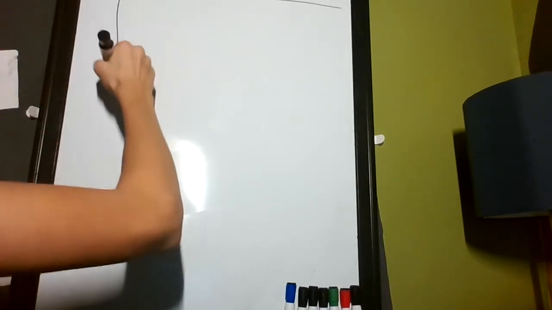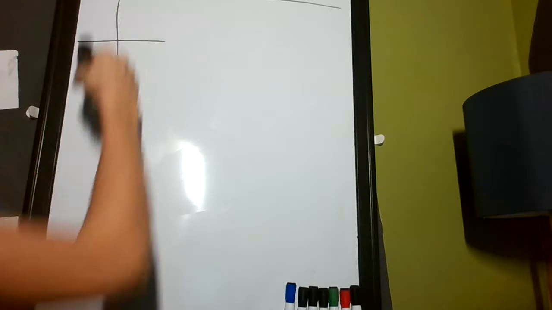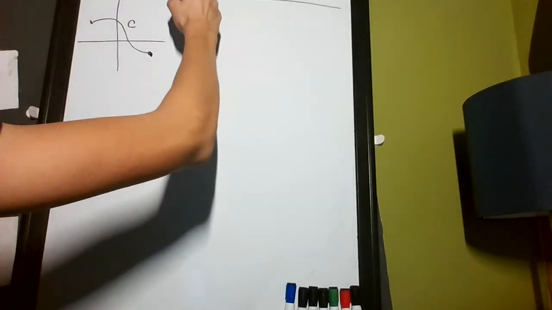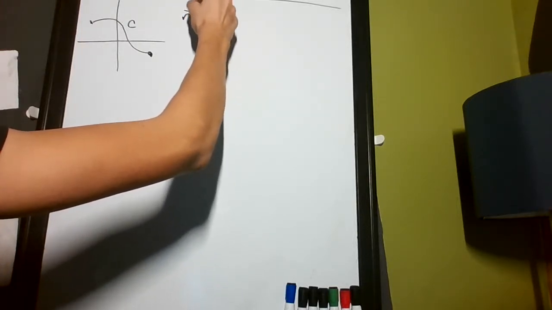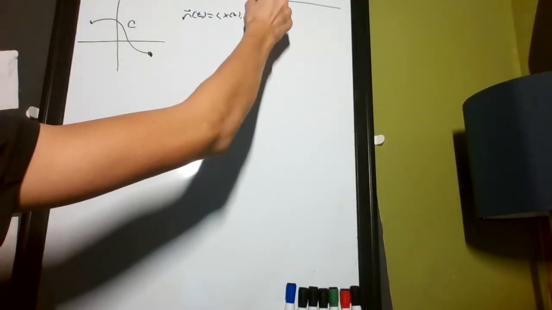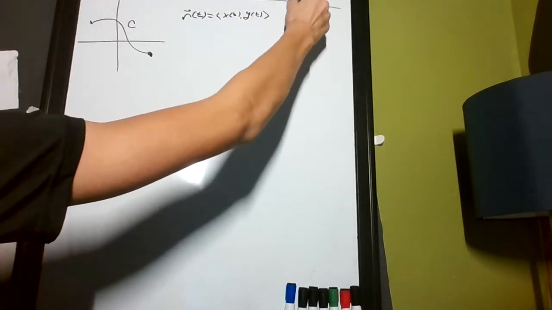In this video, I will be introducing the line integral. Let's first start off with a curve. Maybe it looks like that, with a starting point and an ending point, and it may be given by a parameterization r equals x of t, y of t, for t between a and b.